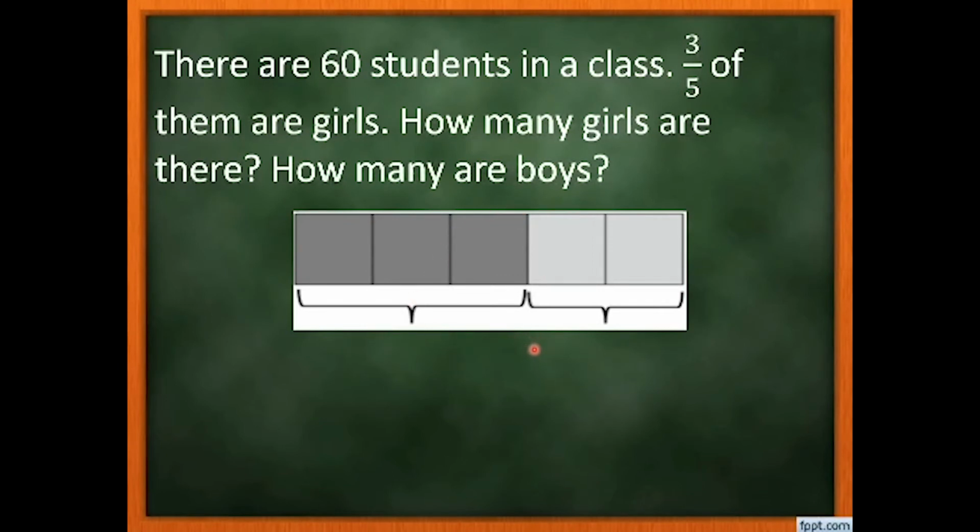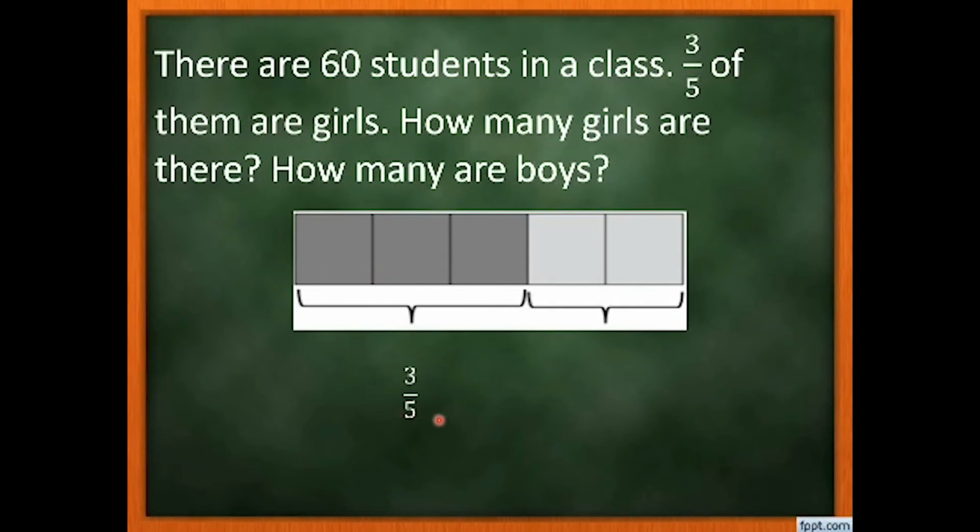So I made a rectangle and I divided it into 5 equal parts. Why 5? Because as you can see, 3/5 of them are girls. It's the fraction for the girls, the 3/5. So it means the whole is divided into 5 equal parts. So I made 5 squares, equally divided. The darker squares would be the representation for the girls. That is the 3/5, right? So 3 out of 5.